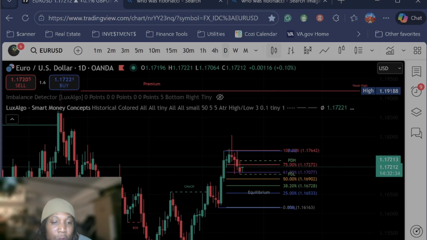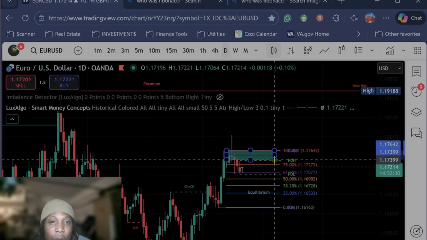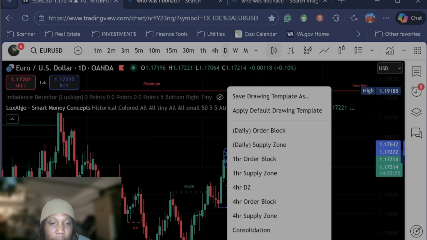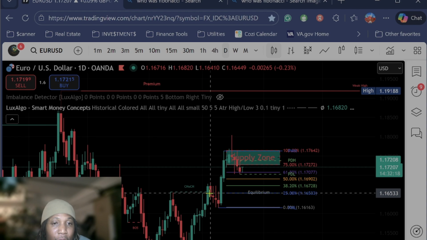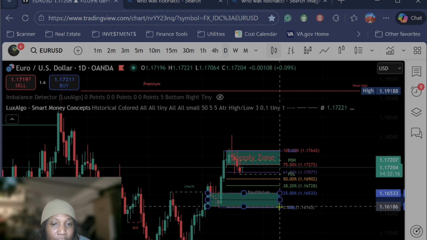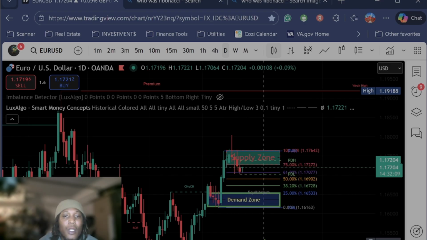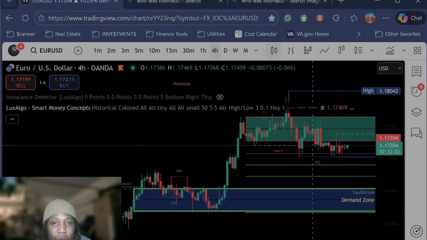Okay, so next thing we'll do is get our boxes going. I'm gonna put my supply zone right there, because I know sellers are in that area. And then I'm gonna do this one for demand, because I know buyers are in this area. I could even delete it now, but let's just keep going. Let's go lower, and let's refresh this chart.